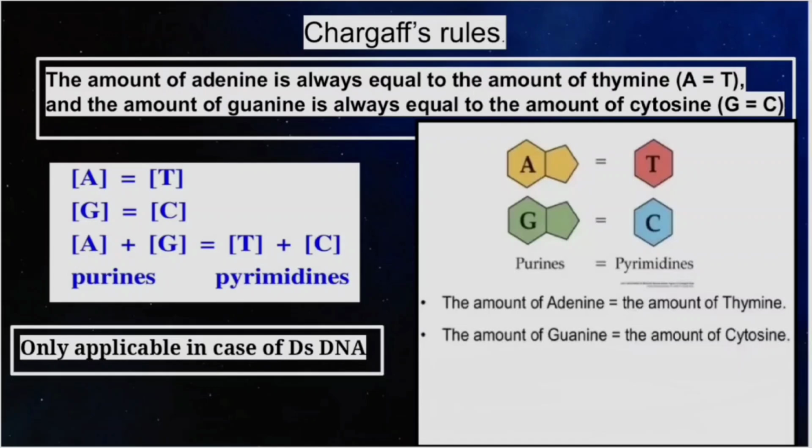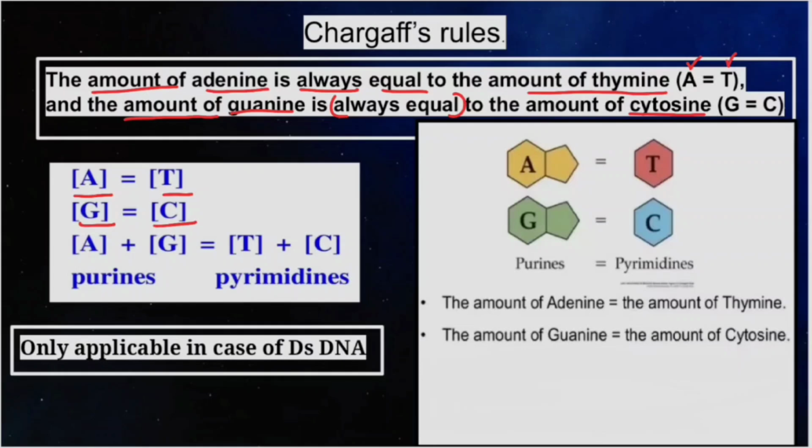The rule says that the amount of adenine is always equal to the amount of thymine. We all know that adenine always binds with thymine. So he said that whatever the amount of adenine is there, the same amount of thymine will be there in the DNA. Same goes with guanine and cytosine. The amount of guanine will always be equal to the amount of cytosine. See, here I have written A is equal to T and G is equal to C.